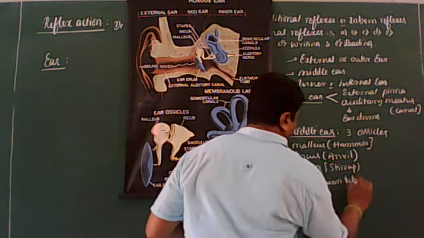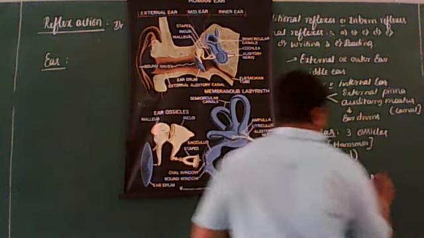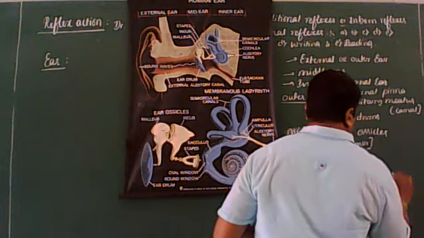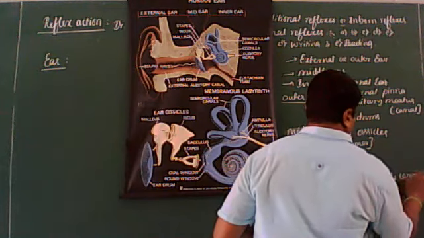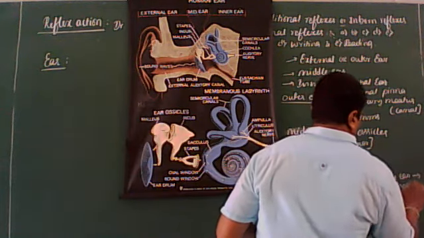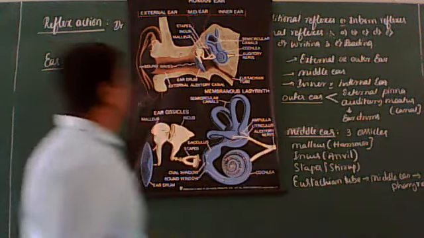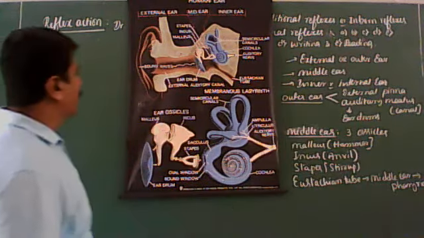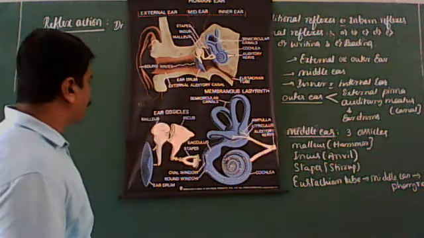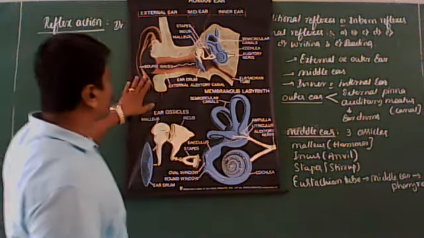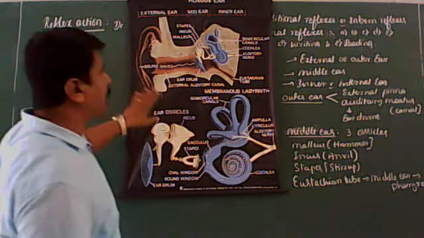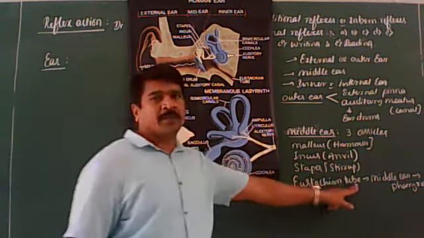Eustachian tube. It connects the middle ear cavity with the pharynx. That also should be known. The Eustachian tube always connects the middle ear with the pharynx. That you should remember here.